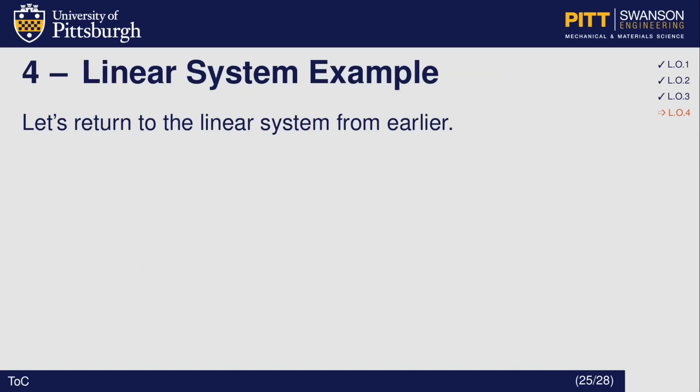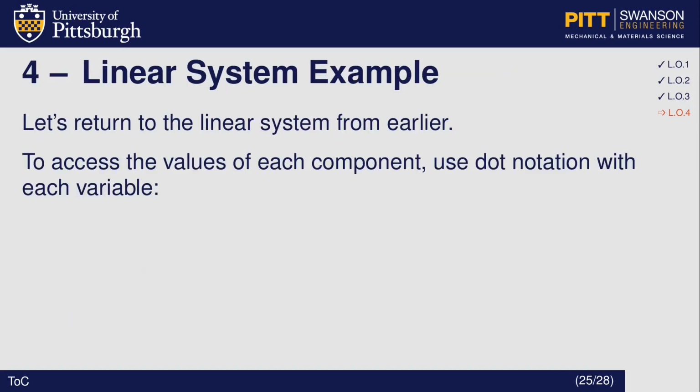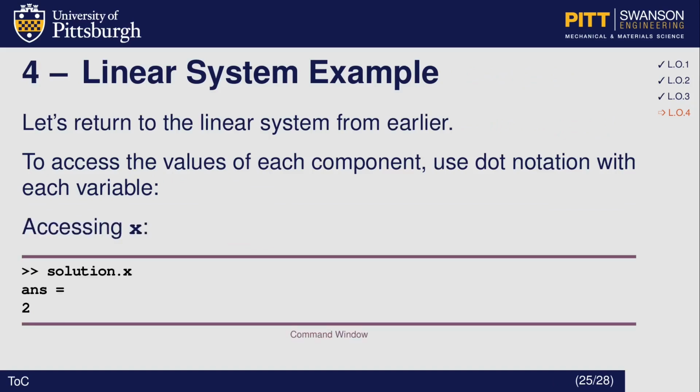Let's return to the linear system from earlier. To access the values of each component, use dot notation with each variable. To access x, write solution.x, which returns 2. To access y, write solution.y, which returns 3. And to access z, write solution.z, which returns 1.